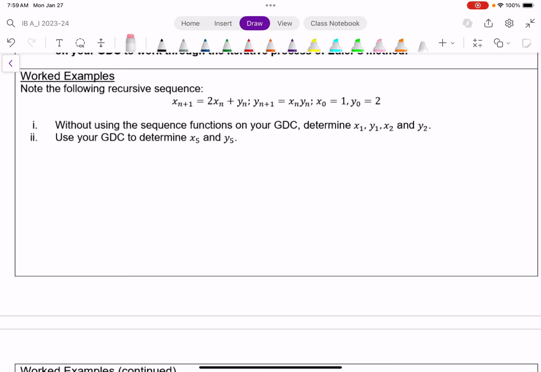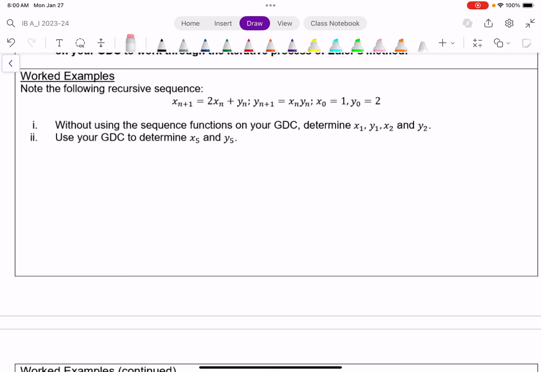So first, we need to review a bit with recursive equations. This first question actually has nothing to do with differential equations, but ideally it gives you a little bit of practice on your GDC, because we do have to be familiar with how to use the sequence features on your GDC, which is not something we've used before. And it's probably something you've never used before.